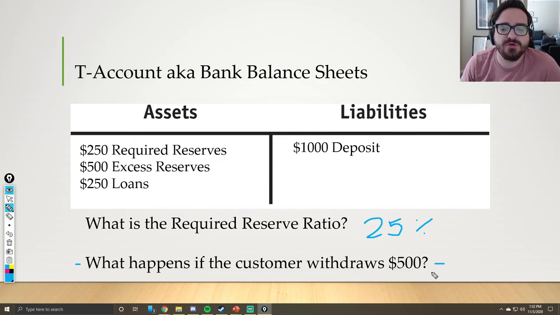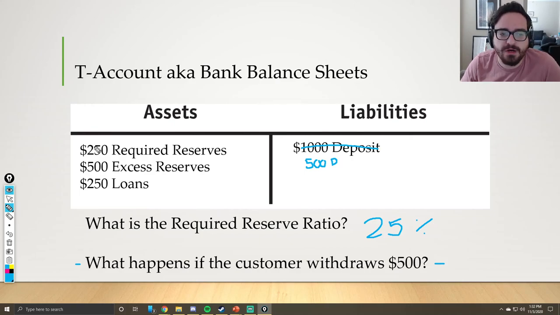So a customer is going to withdraw $500 from this bank. There's no longer $1,000 deposited there, right? They took out $500, so there's now just $500 deposited there. Okay, with me so far. Has to come from this side too, because it's the same money, to be clear. So where did that money come from?